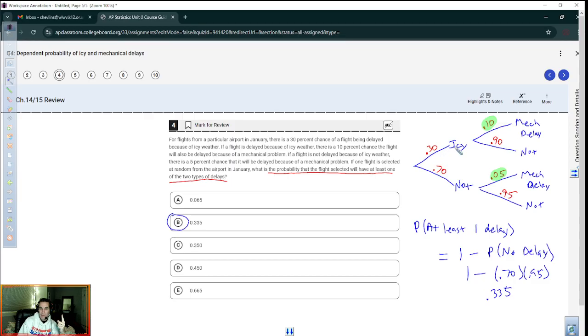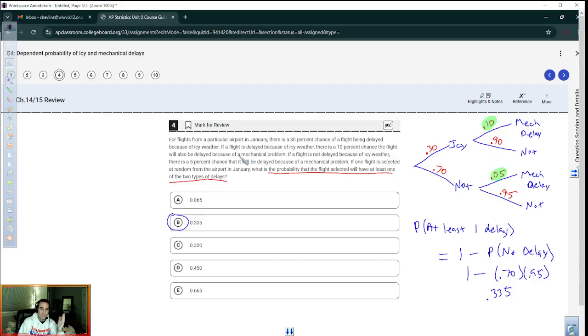So like this one had both delays. This branch had icy delay but not mechanical. This branch had no icy, but it had a mechanical. This is the branch that didn't have icy or mechanical. So you can sort of see that right there. Okay, so good question, right? It's hard sometimes. This one's nice. There's only four sections.